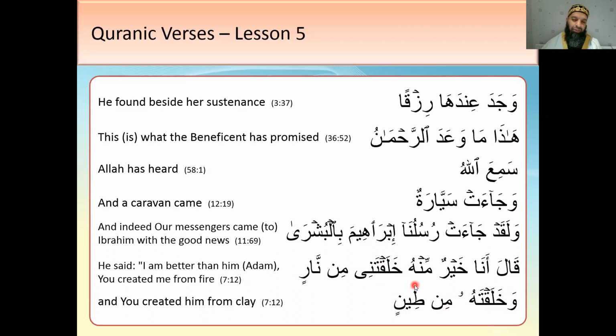Can you see how you've got the templates? If you learn the templates well, you can translate this sentence. You need to know what nar means and what teen means, but the rest of it we've covered. You just have to be able to break the word down. Khalaqta, you created ni, me. Wa khalaqtahu, and you created who, him.